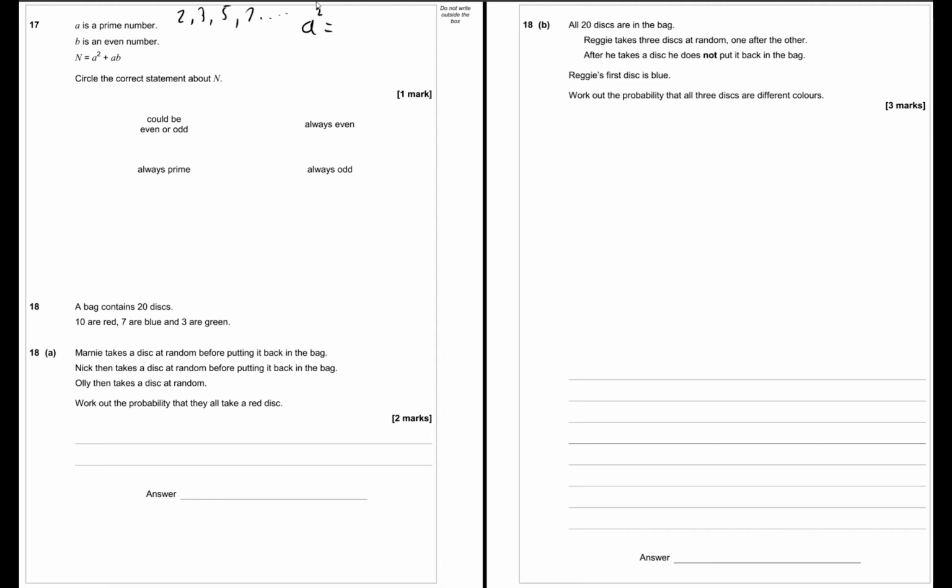So let's imagine we squared 2. So 2 squared gives us 4. 3 squared will give us 9. So there you go. In the first 2 examples, we've got an even number and an odd number. So we know a squared can be odd or even. So let's think about ab.